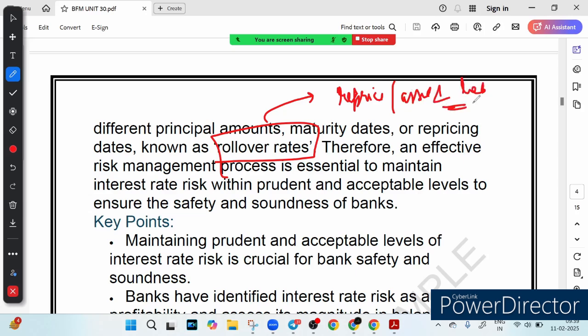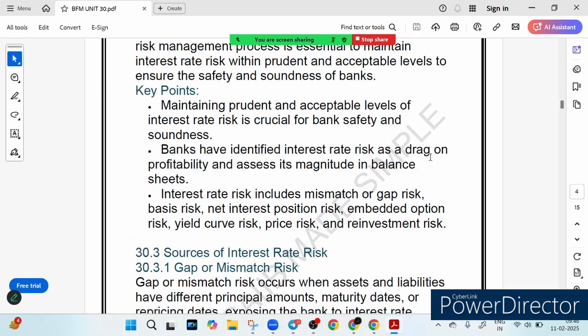A well-managed bank ensures that interest rate change doesn't wipe out its profit or put its survival at risk. Obviously, if you are preparing for BFM, this is a must-know concept. You are so concerned about interest rate.